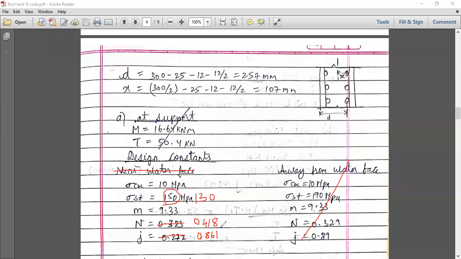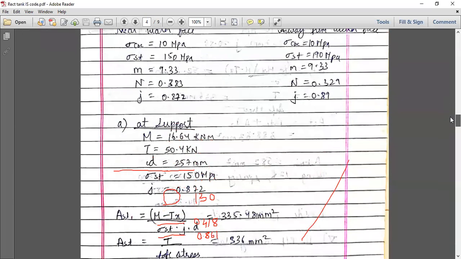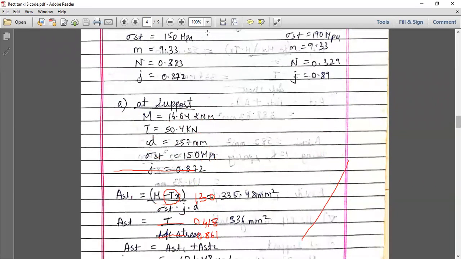Okay, so now we will find out the reinforcement at the support. ठीक है, at the support. ठीक है, so I think few seconds are remaining, so the session will end.